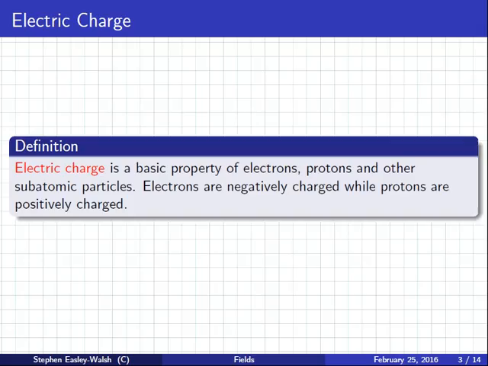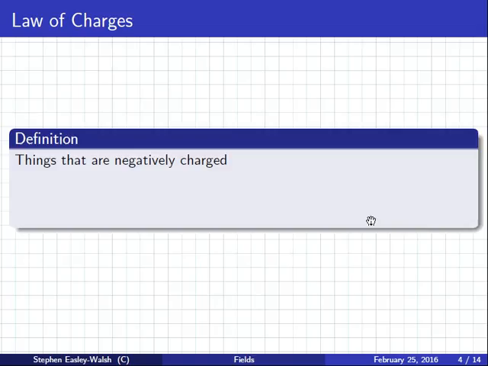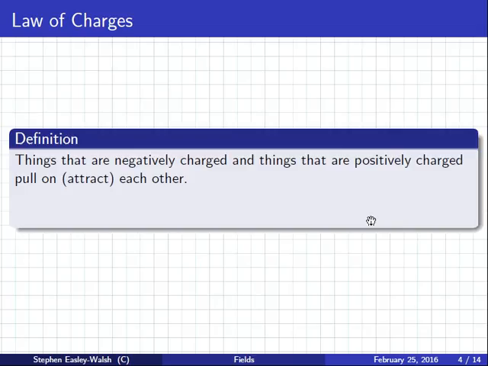Okay, continue. Other subatomic particles? No, just the quarks. Anti-quarks and something like that. Anti-quarks, yeah. Okay. And this is also something you know from chemistry. Things that are negatively charged and things that are positively charged pull on each other. So this is what makes the electron and the proton stick together in the atom. You know from chemistry, the electron goes around the proton. And the reason the electron sticks to the proton like this is because of the opposite charge. And this is how we form atoms and things like this.